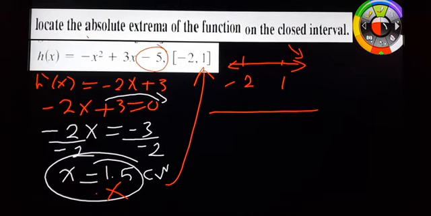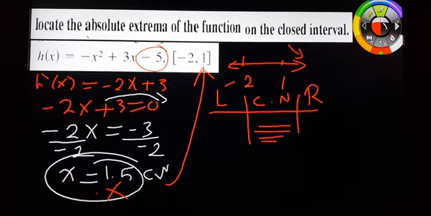So I will do my table here. The left value, the right value. What about the critical number? It is empty here. I will not take a critical number because this one is outside, it doesn't belong to the closed interval. So the left value is -2 and the right one is 1.